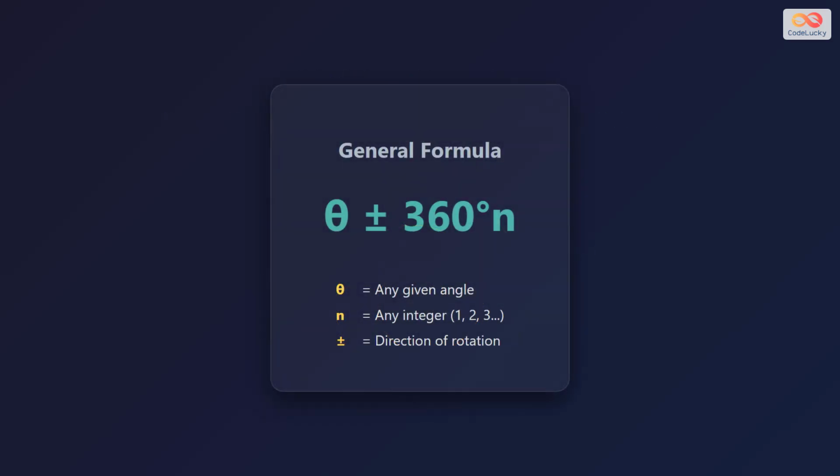This leads us to the general formula. Any coterminal angle can be found by taking your starting angle theta and adding or subtracting 360 degrees multiplied by any integer, and this covers all possible coterminal angles.